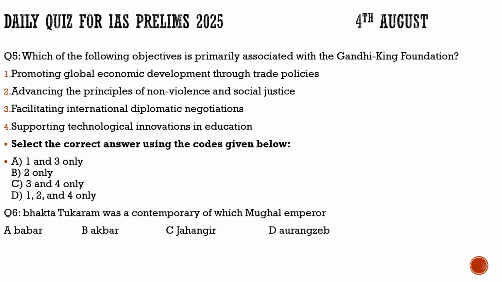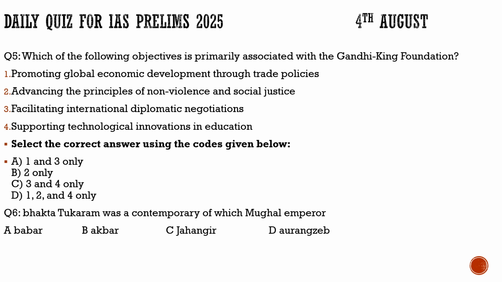Option 4, supporting technological innovations in education. This is also incorrect. So for question number 5, the correct option is only option 2, which is advancing the principles of non-violence and social justice.